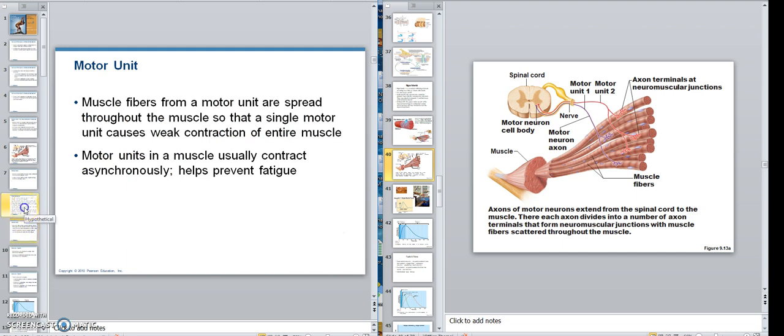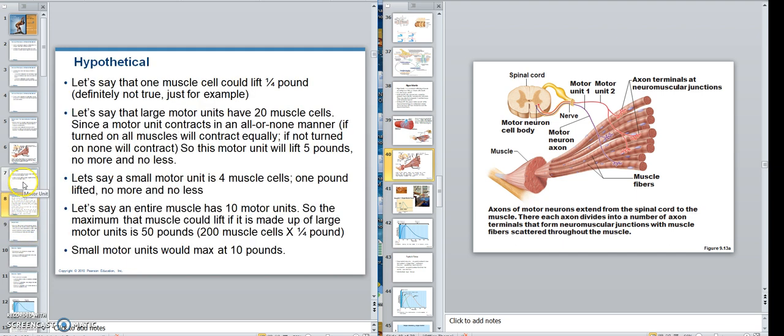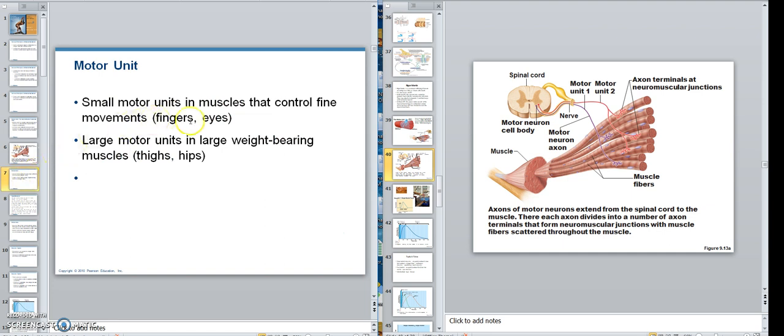Now, let me tell you what this means. I'm coming back here. If your eye muscles, the minimum they could lift is 5 pounds, all or none, you'd be breaking your lids. If your fingers could minimally lift 5, 10 pounds, whatever, you'd break the pencil. So small motor units allow fine control. If you need more strength, you'll do something called recruitment in a minute.